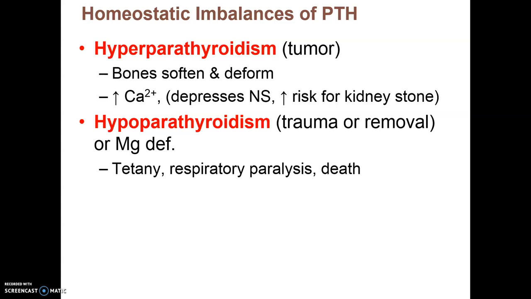Hyperparathyroidism. Suppose there is a tumor, then it causes hyperparathyroidism. Bones will get weaker and weaker, they will deform, and the level of calcium will be high in the blood, so our nervous system will be depressed and there is an increased risk of kidney stones. Hypoparathyroidism is due to trauma or removal of the thyroid gland and it will cause tetany in the muscles. It can also cause respiratory paralysis. If very severe, it can even cause death.